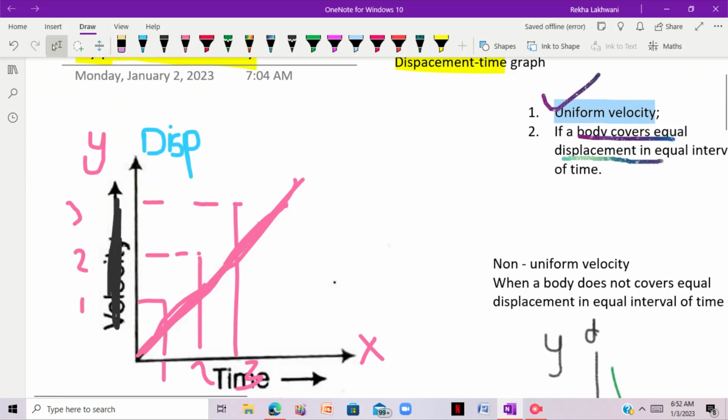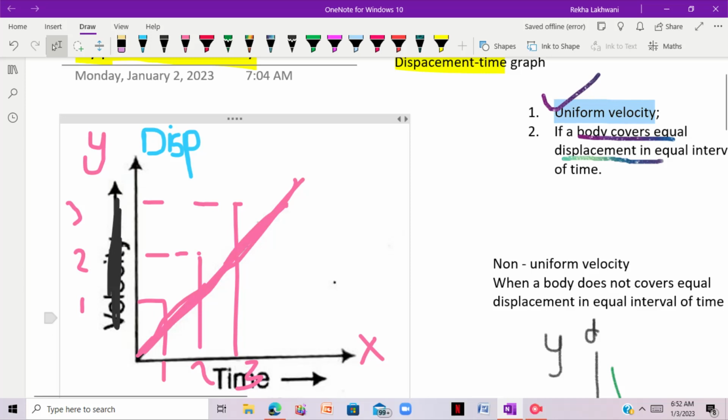Okay, the next type of velocity which we have is non-uniform velocity. What does that mean? Basically, when a body does not cover equal displacement in equal intervals of time, that is known as non-uniform velocity. When a body does not cover equal displacement in equal intervals of time. For example, let's look at the graph of this. This is basically the graph of non-uniform velocity.